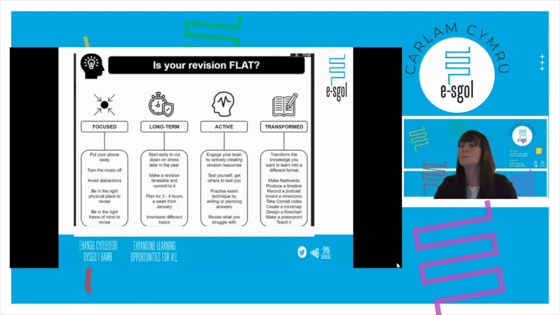And finally, transform the knowledge that you want to learn into a different format. I said previously, there's no point just reading. You need to be able to turn that information into a different form. So making flashcards is a really, really good example of that. Perhaps producing a timeline, recording a podcast, inventing a mnemonic, taking down some Cornell notes, creating mind maps, designing a flow chart, making a PowerPoint, teaching that information to somebody or telling them about it. They are all really good ideas to transform your revision.